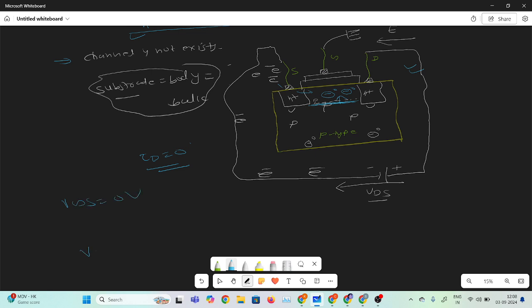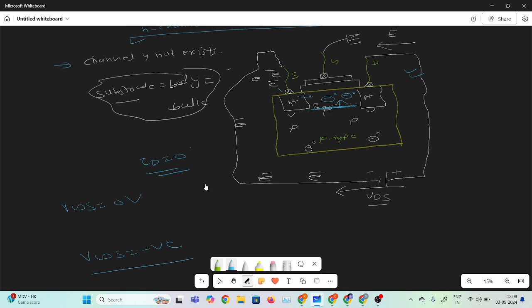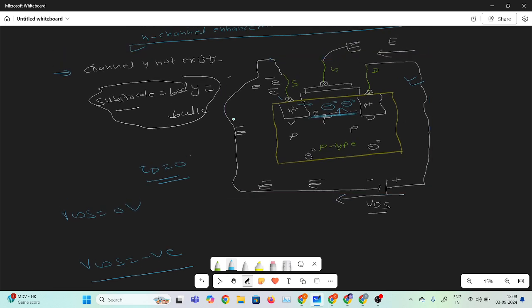Suppose we apply a negative VGS. Due to this negative voltage, I am changing the color in this figure. If we apply a negative voltage on VGS, here negative, negative, negative, negative. Due to this negative, an electric field will be set up from this direction. Due to this electric field, more holes will come into the channel.